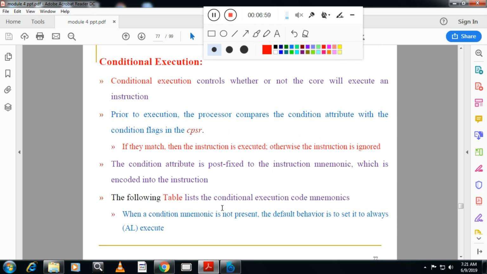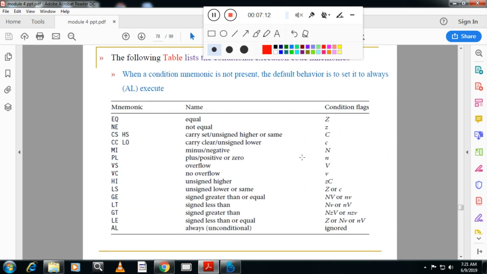So conditional execution controls whether or not the core will execute an instruction. Prior to the execution, the processor compares the condition attribute with the condition flag in the CPSR. If they match, then the instruction is executed, otherwise the instruction won't be executed. We have seen this one.